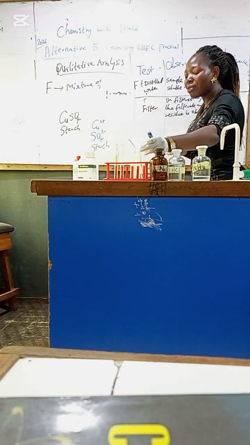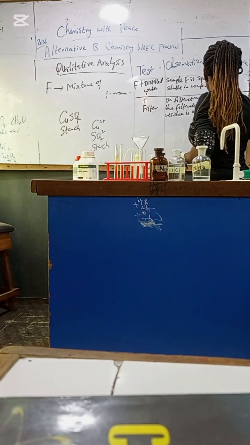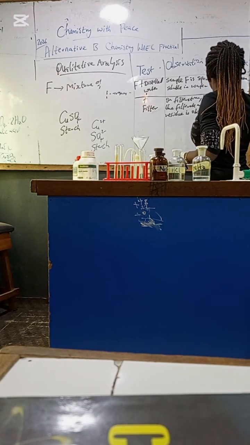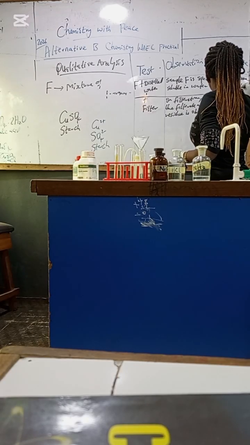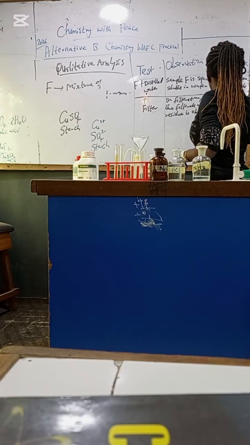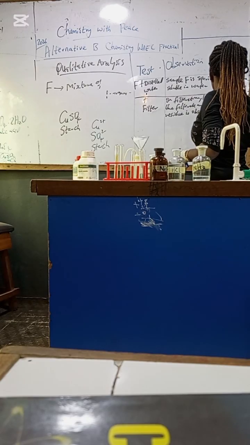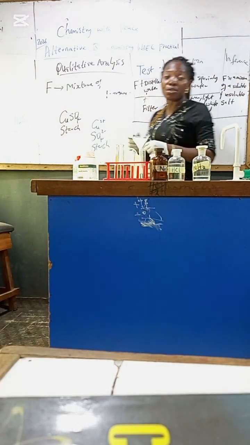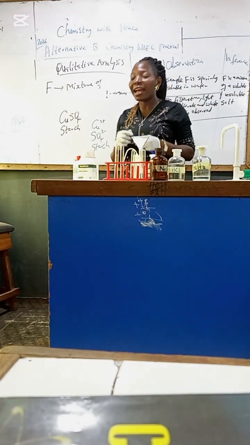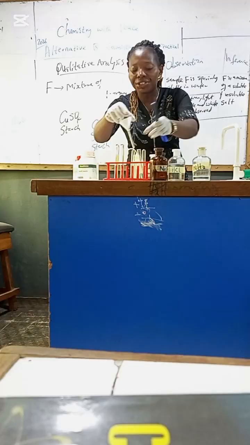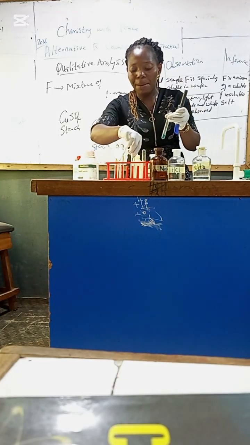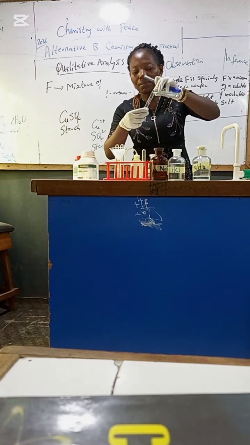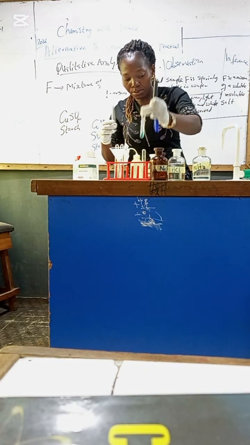And your inference, you have to state that sample F is a mixture of a soluble and insoluble salt. Sample F is a mixture of soluble and insoluble salts. Then we are going to divide this filtrate into 3 different parts. The one part of it we are going to test with ammonia solution.